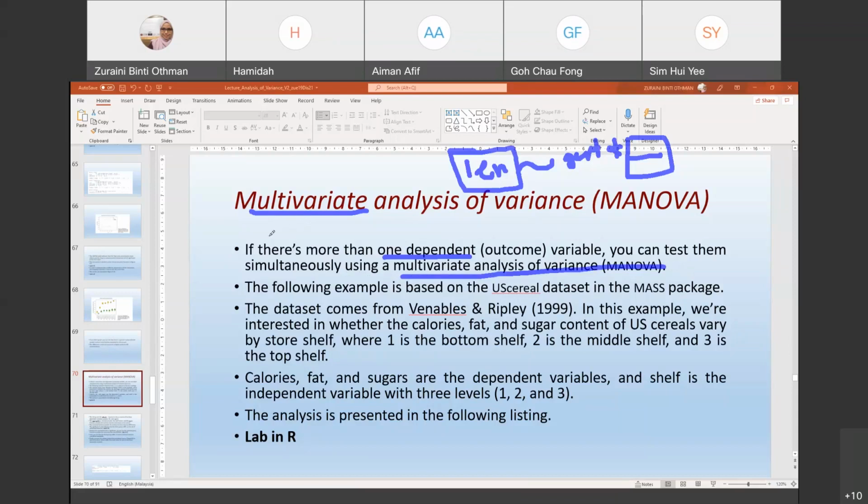The following example is based on the US cereal data set in the MASS package. This package already has this data set, so there is no need to call this data. This data comes from the researchers Venables and Ripley. In this example, we are interested in whether the calorie, fat, and sugar content of US cereal vary by store shelf, where 1 is the bottom shelf, 2 is the middle shelf, and 3 is the top shelf.